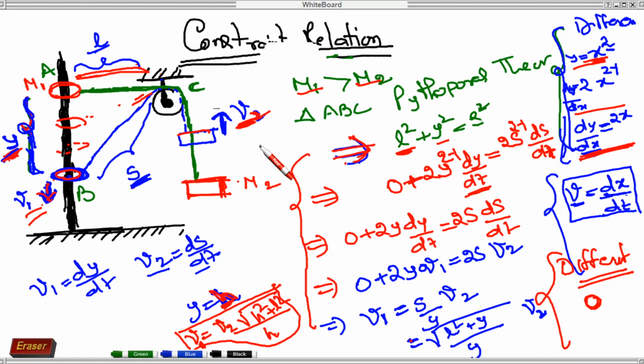Sometimes these types of questions may arise, where we have to find the velocity of one object when the velocity of another is given, and both objects are connected to each other by a string. In this way we are going to find it out. You should be aware of differentiation, because these things require simple differentiation. I don't think that will create a problem for you.